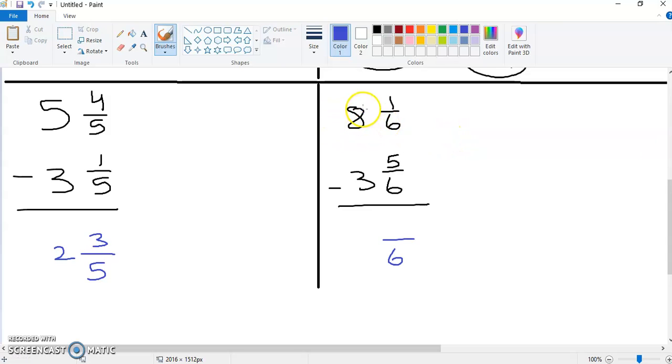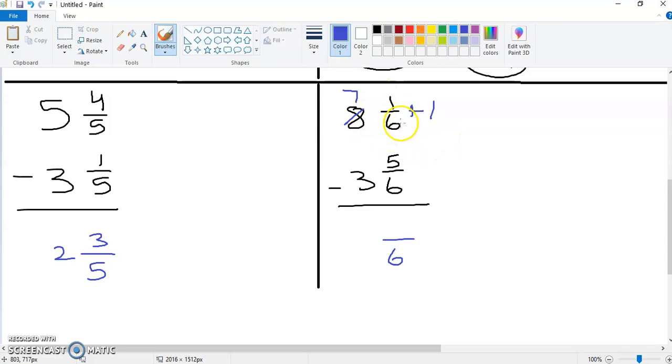Well, let's borrow. Let's borrow from the 8. That gives us 7. But what did we borrow? Think about it. You borrowed one whole, right? You went from 8 and now you're down to 7. So you borrowed a whole number. Well, let's give that whole number to this fraction. This fraction is the one that needs help. Let's give that whole number to the fraction. So you give it 1.